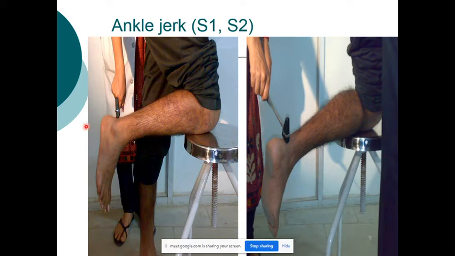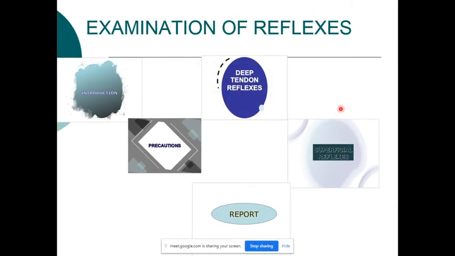Okay, so she has to sit down, dorsiflex with one hand. With one more hand, she has to hit on the Achilles tendon and look for the muscle contraction. Okay, so that is the ankle jerk.